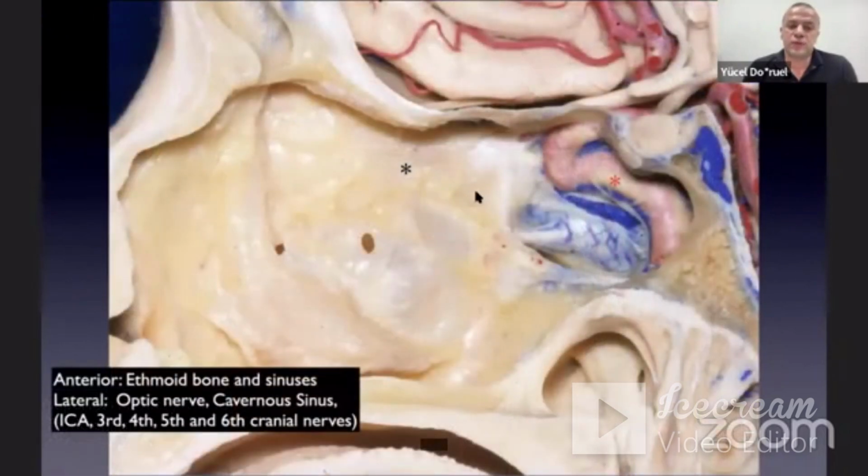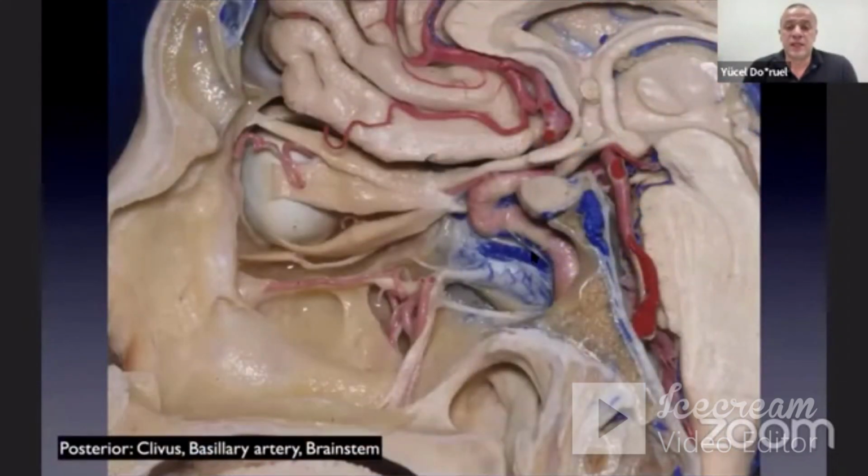In its anterior wall, there are the ethmoid bone and sinuses, and in its lateral and superolateral wall, there is the optic nerve. And in its lateral wall, there are the cavernous sinus, internal carotid artery, and the third, fourth, and branches of the fifth and sixth cranial nerves. In its posterior wall, we can see the clivus, the basilar artery, and the brainstem. And here, an example of its lateral wall, there is the carotid artery.